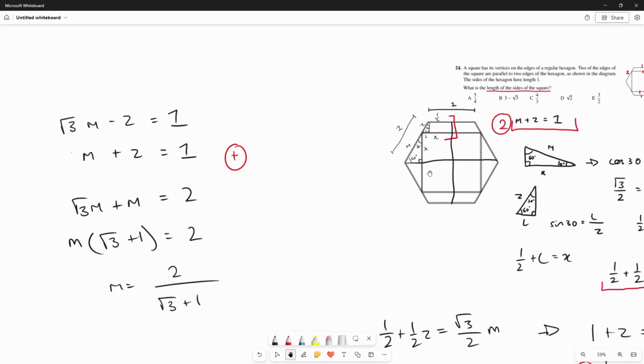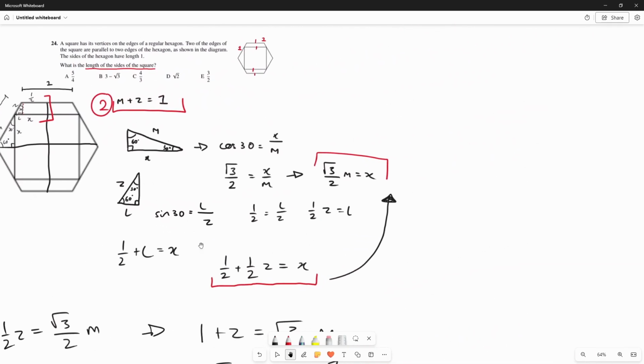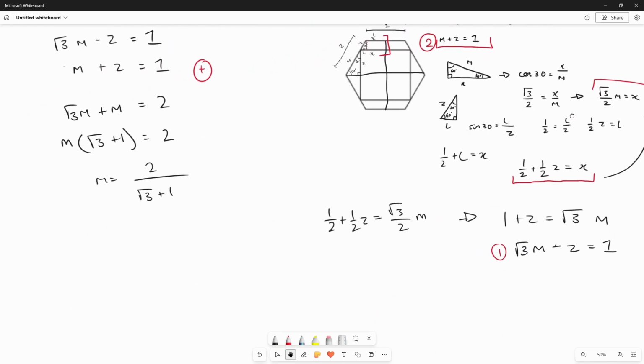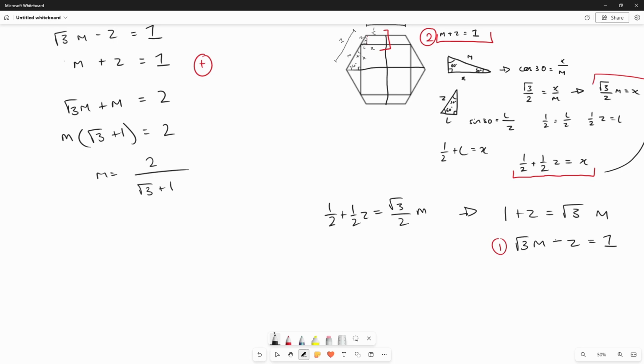Now we want to find x, of course, because x is half of the side length of the square. So let's look back at this equation over here. Root 3 over 2 M equals x. We'll substitute our value for M into that to find the value of x. So if we do root 3 over 2 lots of 2 over root 3 plus 1, we get x, and we can just cancel these 2s out because one's dividing and one's multiplying. So that'll be root 3 over root 3 plus 1 equals x.